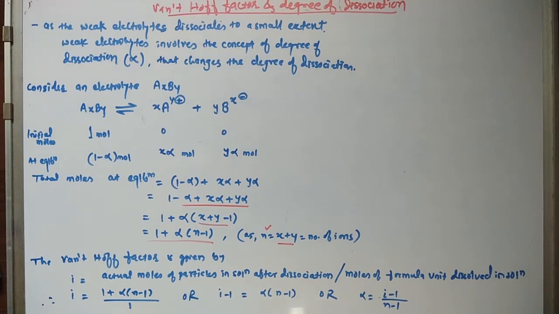Or the equation for alpha can be rearranged. Alpha is equal to i minus 1 upon n minus 1. So this is the formula which gives the relation between the degree of dissociation alpha for the solution of a weak electrolyte and i, the Van 't Hoff factor. Okay. So this is the end of the lesson.